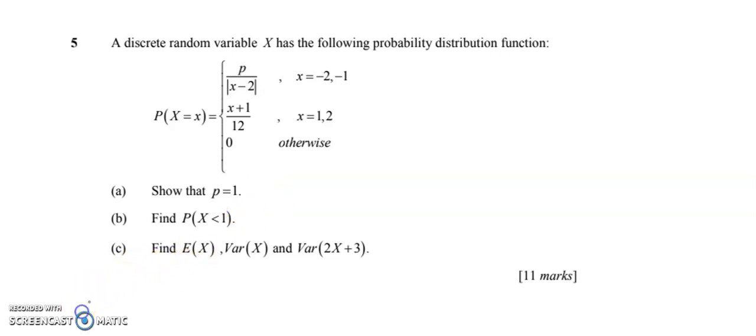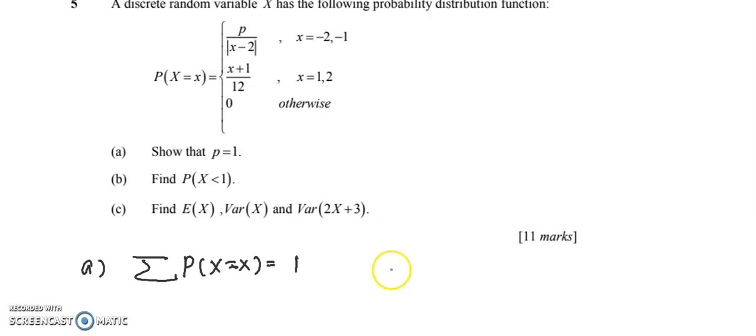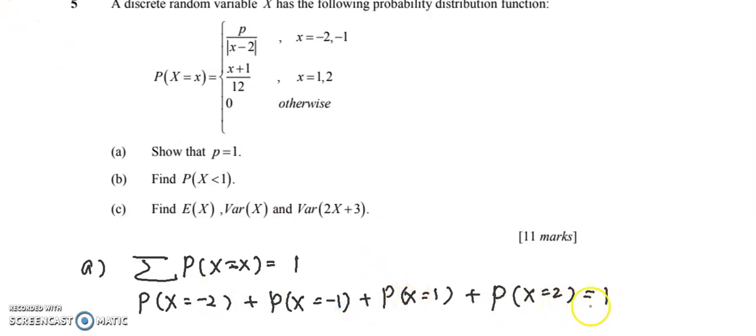So for question A, we can use the condition where all the probabilities sum up to equal 1. Then we find the probability when X equals -2, plus the probability when X equals -1, and so on. Sum up all the probabilities to equal 1.